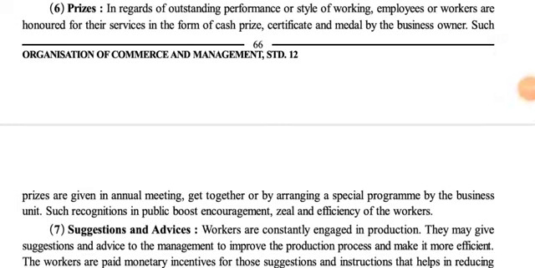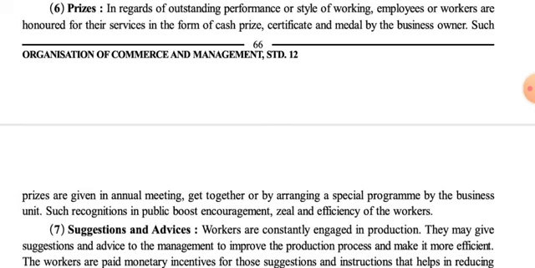Prizes. This word is very familiar to school students, where we get a prize every year for achievement. In the same way, this concept is also applied in business organizations. Sometimes when a particular employee is performing outstanding work, then he will be rewarded or awarded with prizes, in the form of cash prizes, certificates and medals by the business owner.